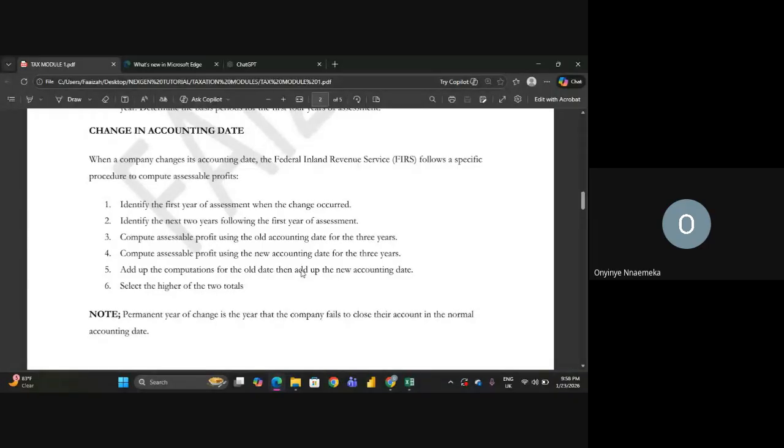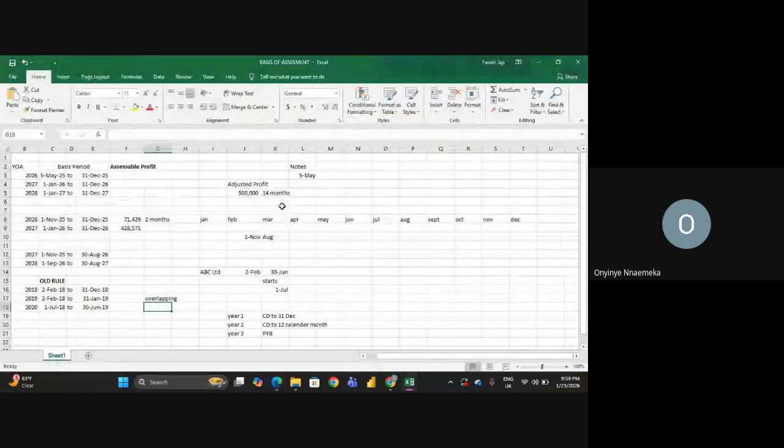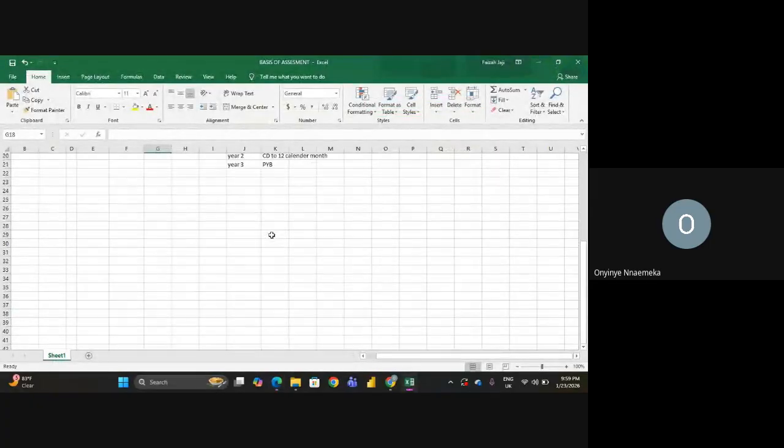So we have, let's say, 6 rules. The first thing is to identify the first year of assessment when the change occurs, or identify the year of permanent change. So the year of permanent change is what I've written here: the first year of assessment when the change occurs. Let me go back to my Excel sheet to explain this, because I know it might confuse you guys.